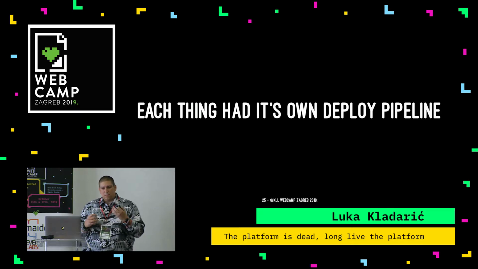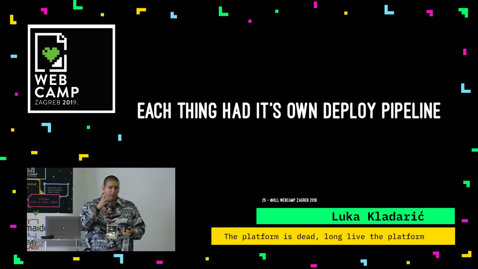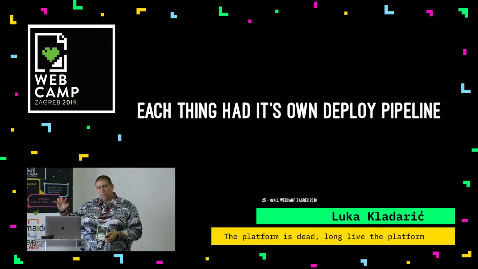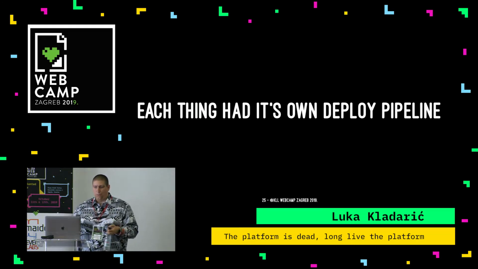Why? It was because each thing had its own deploy pipeline. The complexities of each different type of application, but also each individual application, stretched all the way to the end of the pipeline. So when a thing is weird in a different way, you have to have a weird different pipeline all the way through.